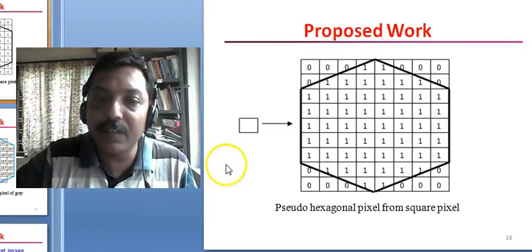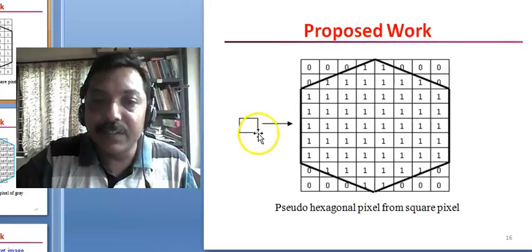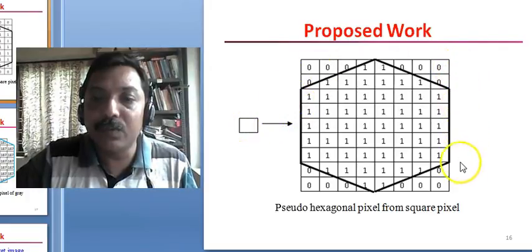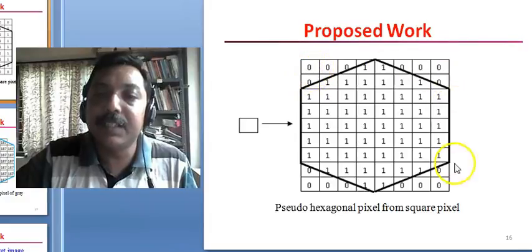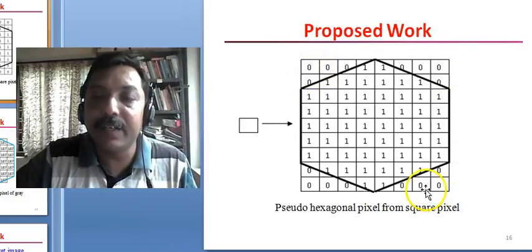And for that, what we are doing is, first we take a square pixel, and this is duplicated, meaning we generate 72 subpixels from the pixel we have taken, and each subpixel has the same gray level value, which is the same as that of the square pixel we took for converting.